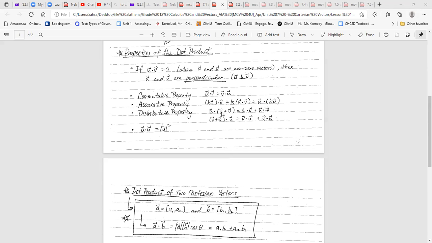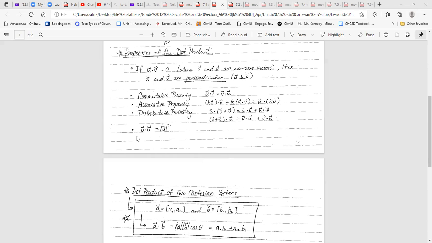So U dot (V plus W), you can distribute that. It's going to be U dot V plus U dot W. The same thing is correct on the other side: (V plus W) dot U is V dot U plus W dot U. U dotted with U is going to be the magnitude of U to the power of 2.